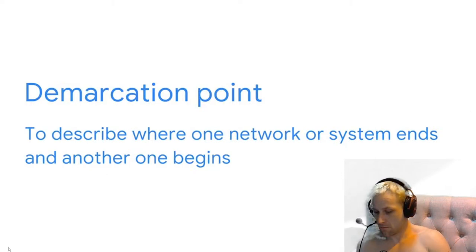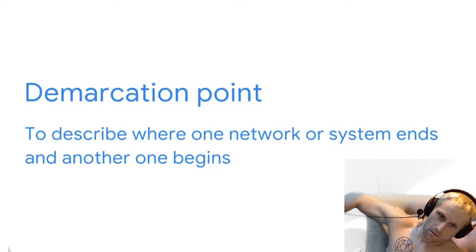To describe where one network or system ends and another one begins. In our previous model, we relied on a network ID, subnet ID, and host ID to deliver an IP datagram to the correct location. With CIDR, the network ID and subnet ID are combined into one.